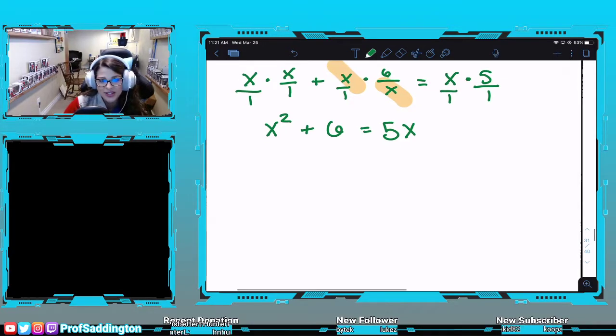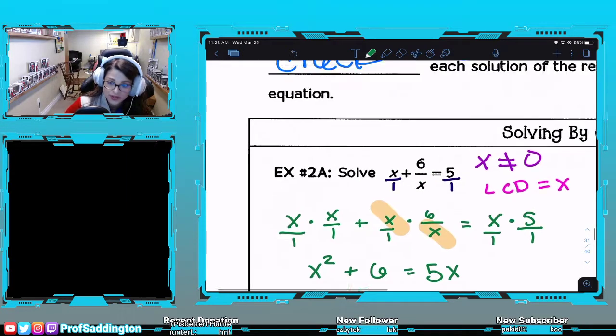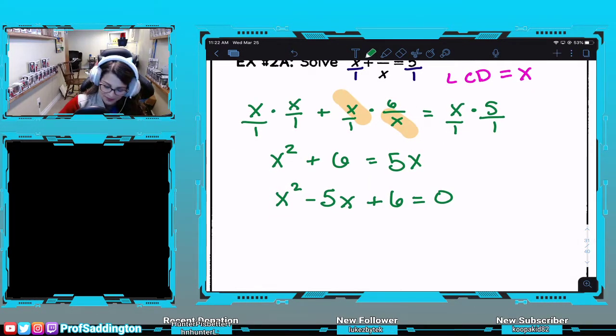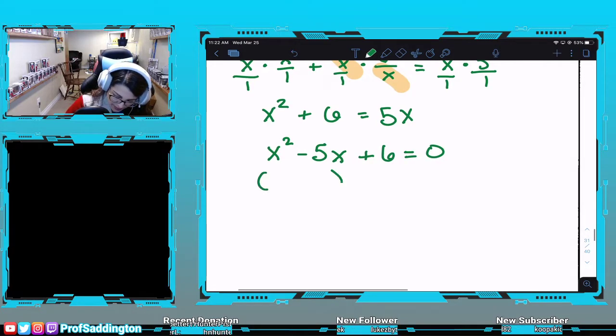All right, now we see we have an x squared, an x, and a constant. I'm going to have to get this equal to 0 and solve just like you've done in Algebra 1. So x squared minus 5x plus 6 equals 0. Oh, hello, floating page. There we go. Sorry about that. And then we're going to double bubble factor this.